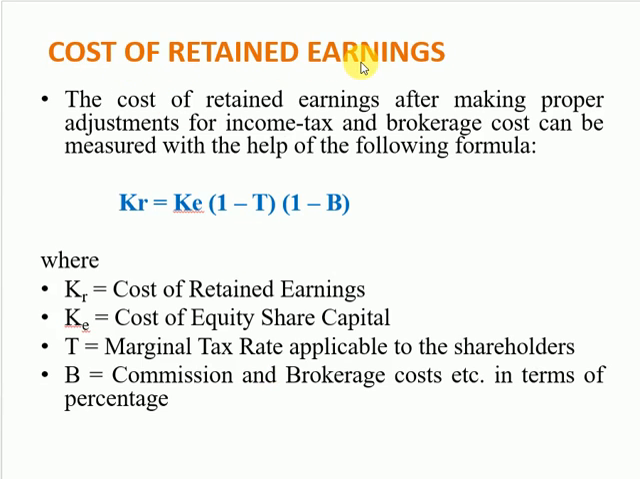The cost of retained earning is calculated by considering cost of equity along with proper adjustment for income tax and brokerage cost. So it is calculated with this formula. Here T is the marginal tax rate applicable for the shareholders and B is the commission and brokerage cost in terms of percentage.